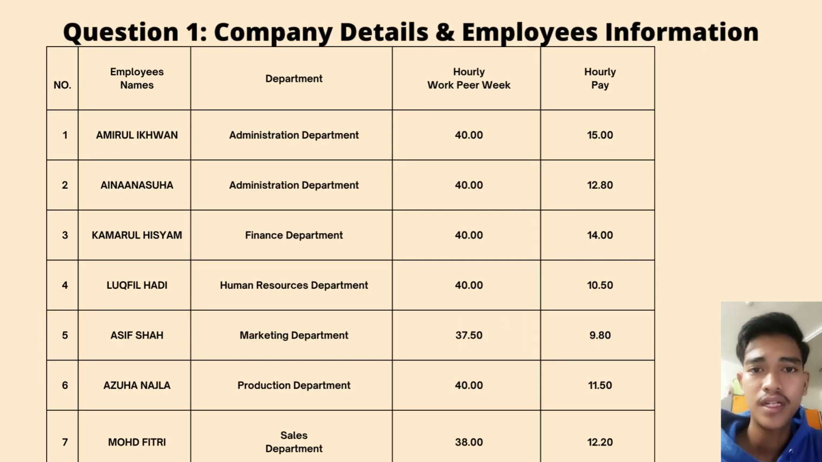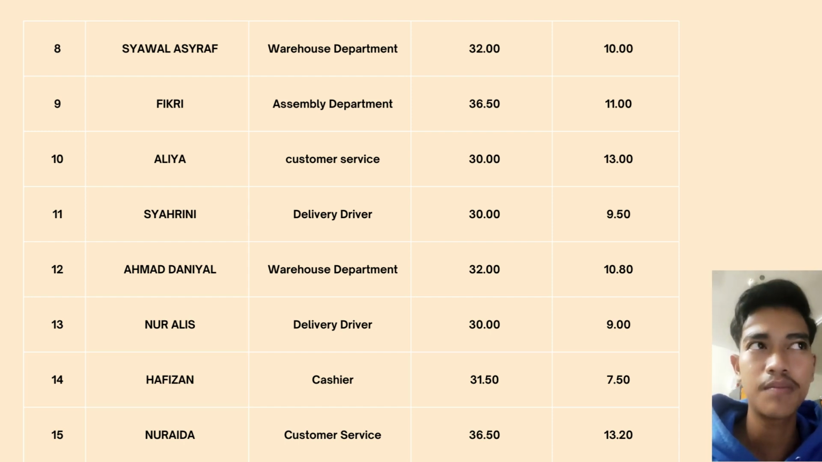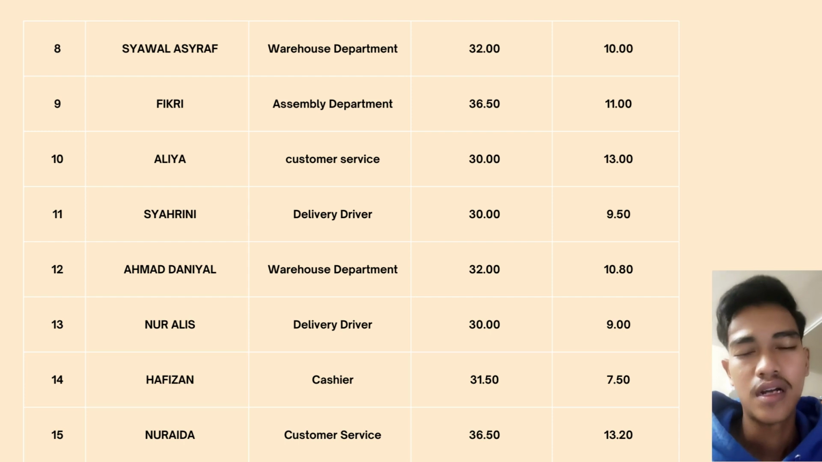Question number 1, company detail and employees information. Our company name is PCK Printing. We have 15 employees and 12 departments. The departments are administrative department, financing department, human resource department, marketing department, production department, and sales department. We also have warehouse department, assembly department, customer service, delivery service, and cashier.